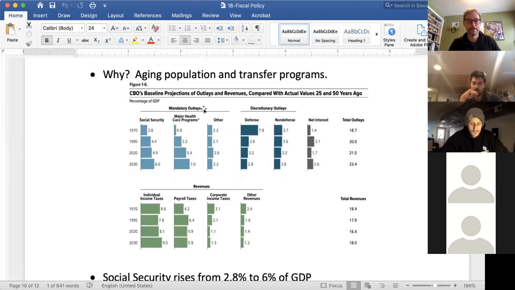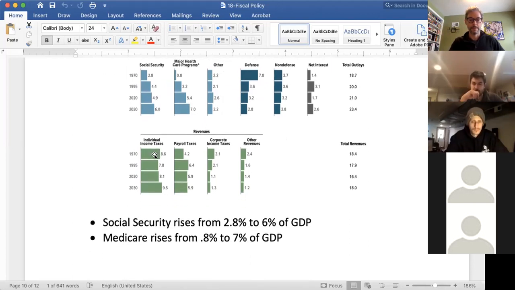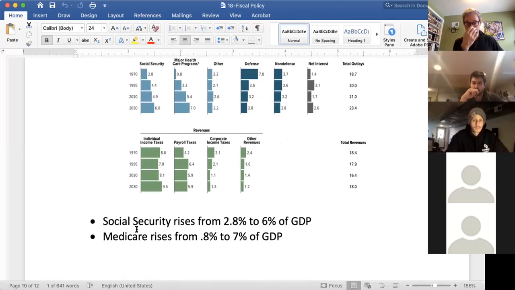If you look up here at the top at the outlays, you can see how healthcare and Social Security have rapidly grown as a percent of spending, while defense spending has gotten smaller and non-defense spending has gotten smaller, and net interest has gone up a little bit but stayed about the same. So all of this is driven by Medicare, Medicaid, and Social Security, right? Social Security has risen from a little less than 3% of GDP in 1970 to about 6% of GDP today. And Medicare has risen from less than 1% to 7% of GDP.